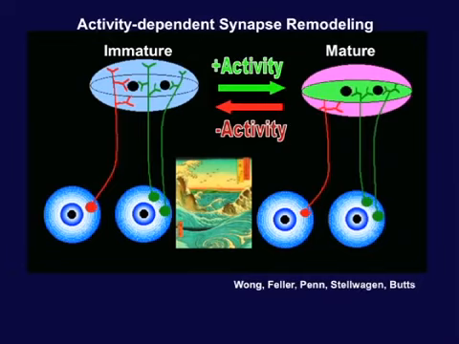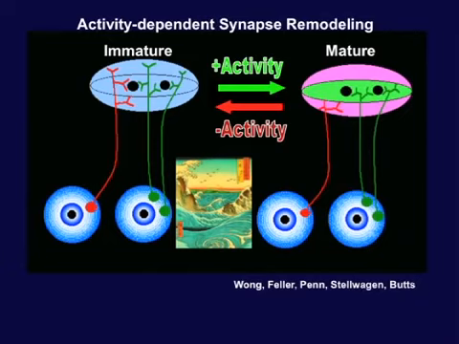Anyhow, we discovered this by blocking neural activity during the period when this remodeling happens. And when we blocked activity, we discovered that there's a persistence of the immature pattern of connectivity. So there's a failure to remodel connections, and the eye-specific layers don't emerge during development.